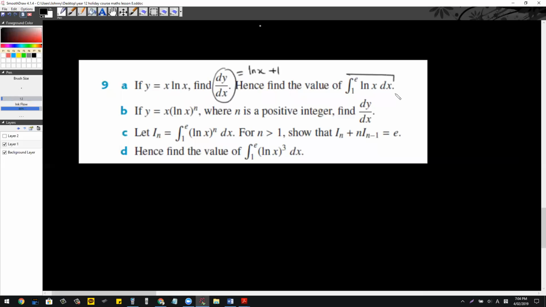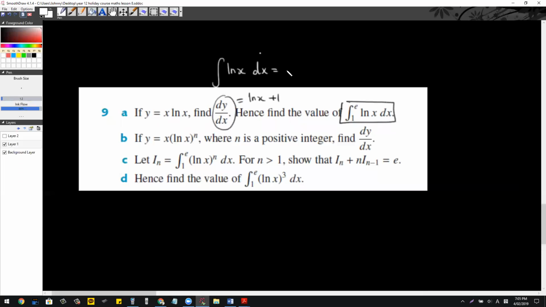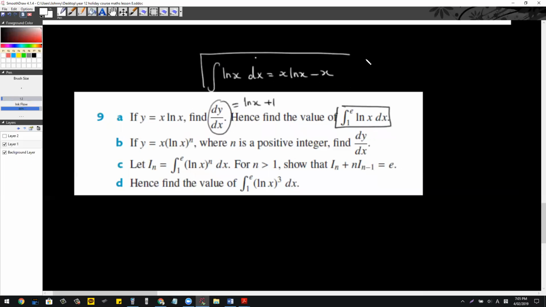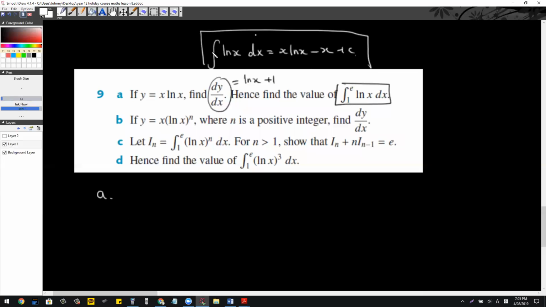And it says find the integration of this one. So we know that integration, very simple. Integration of ln x dx, from the previous case, was x ln x minus x, plus c. So this is good to memorize, x ln x minus x, okay? So this is done through integration by recognition.